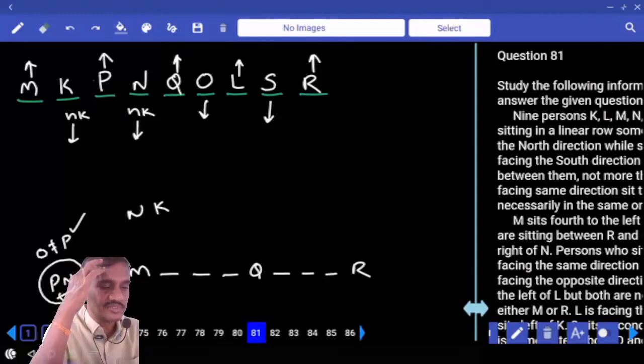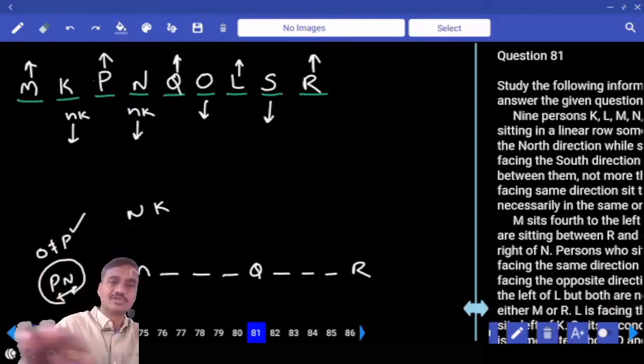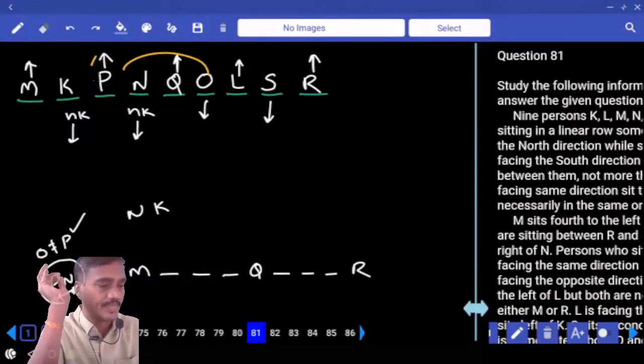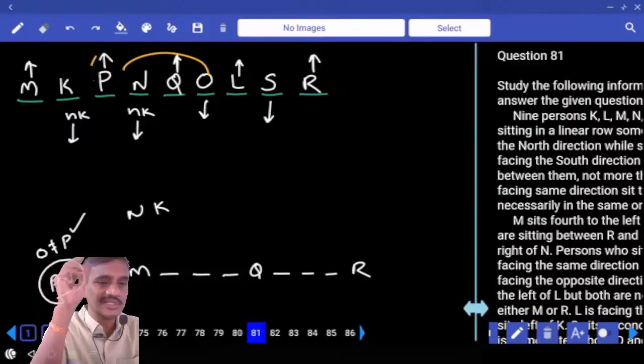And which of the following persons sits third to the right of the one who sits third from the left-hand side? Third from the left-hand side is P. To that person, third to the right is who? O. O, choice 2. And which of the following pairs is sitting at the extremes? M and R. Choice 4, question number 85.